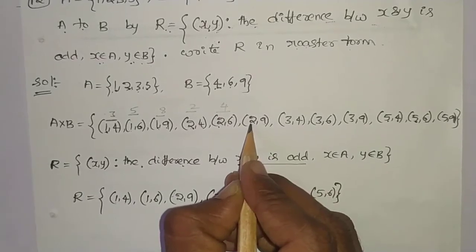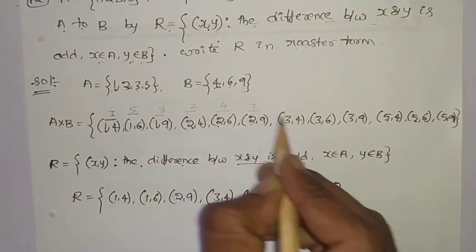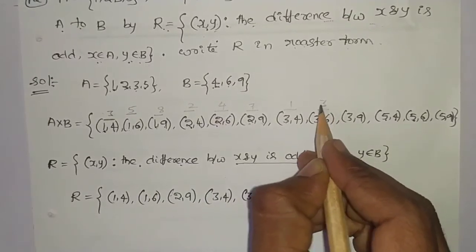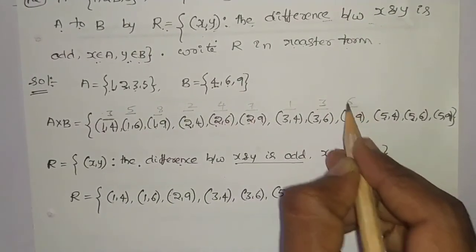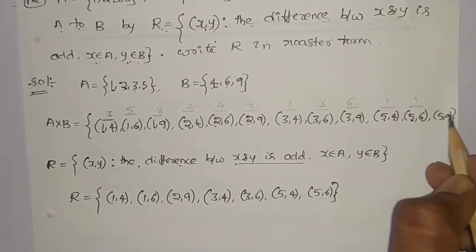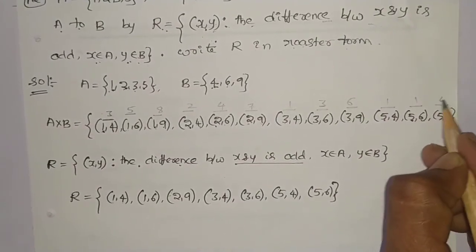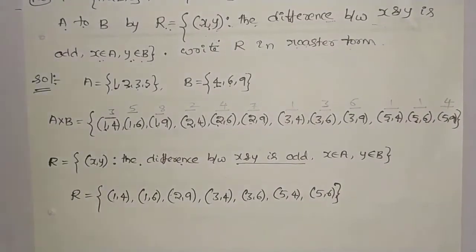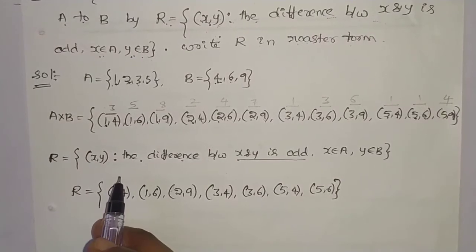9 minus 2 is 7. 4 minus 3 is 1. 6 minus 3 is 3. 9 minus 3 is 6. 5 minus 4 is 1. 6 minus 5 is 1. 9 minus 5 is 4. Right? Now write down the odd numbers ordered pair.